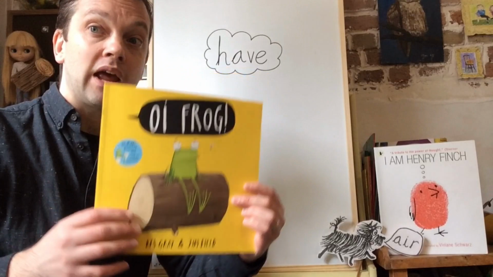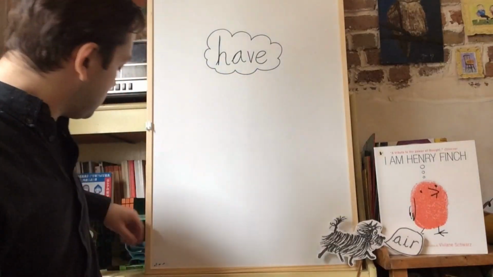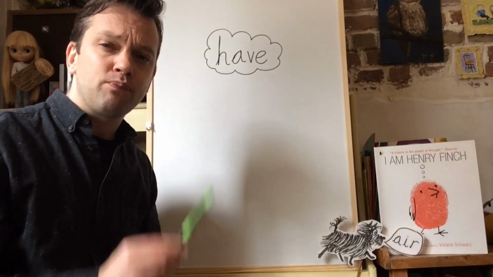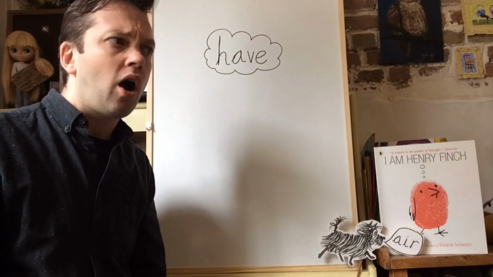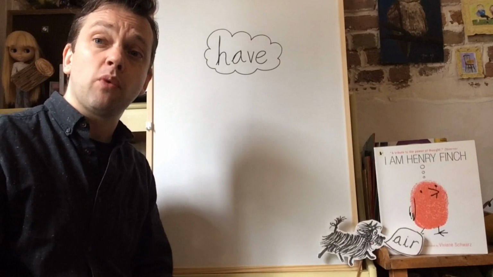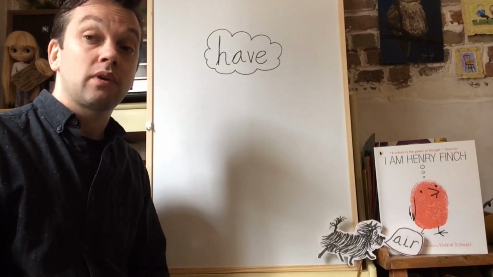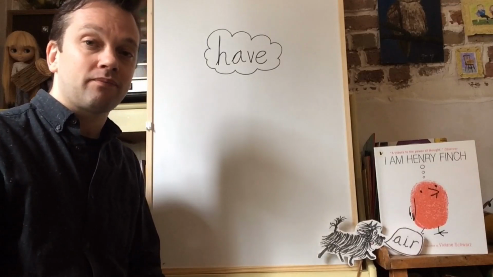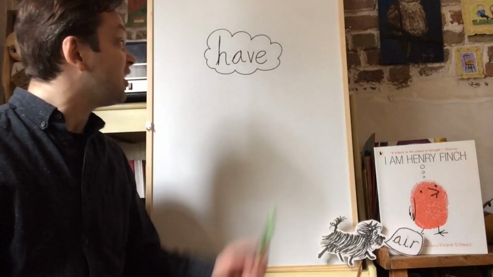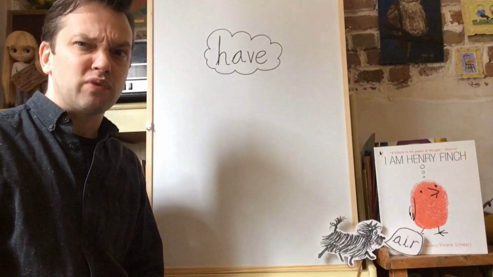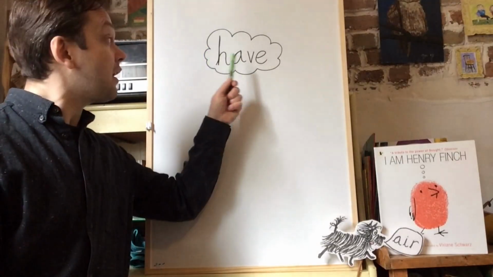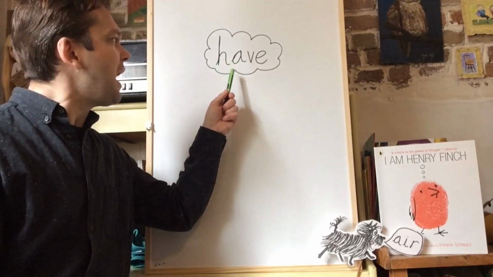I have a lovely book. What do you have in your hand? I have a pen. You can say it. I have. Tell me what you have in your hand. Maybe I have nothing in my hand. Have. Can you say it for me? I'll point to it. You say it. And again? Yeah, have.